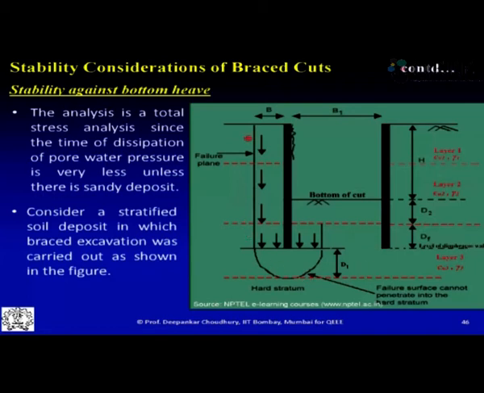So this failure zone will essentially go through like this if you have a hard stratum below this layer, so it cannot penetrate through that. So it will go like this. And this portion you can easily consider as equivalent to a bearing capacity theory. And this is the failure zone.